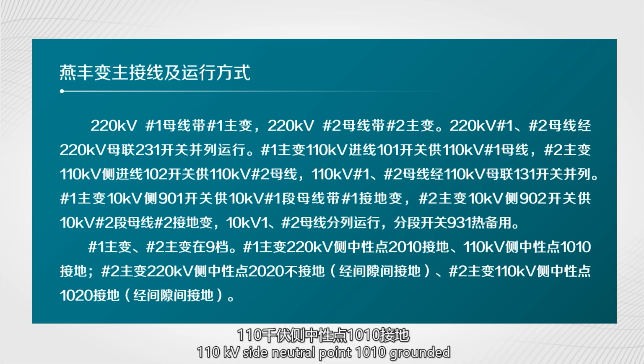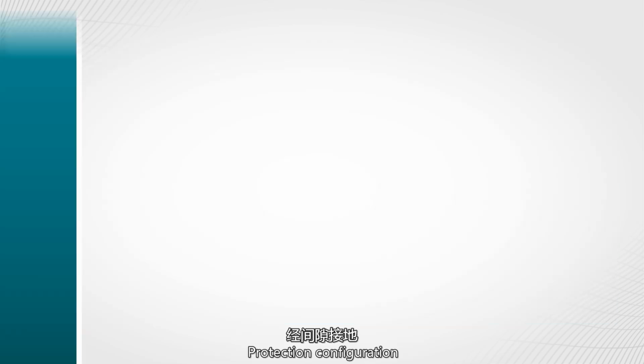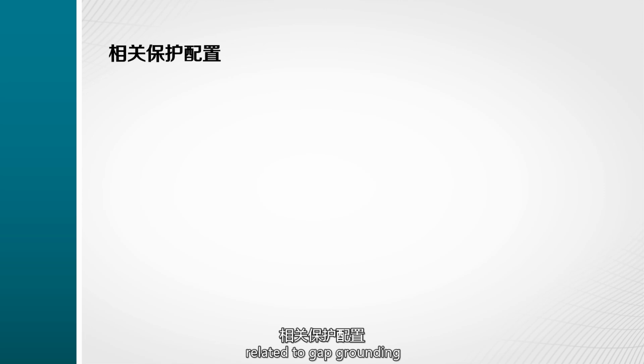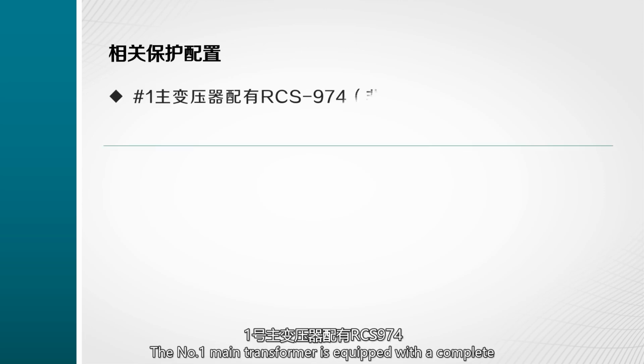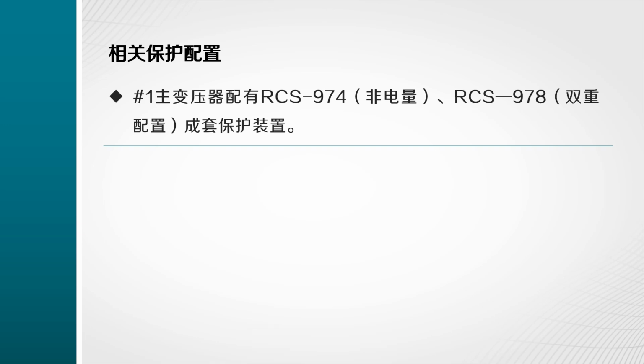110 kilovolts side neutral point 1010 grounded. Number 2 main transformer 110 kilovolts side neutral point 1020 grounded. Protection configuration related to gap grounding: the number 1 main transformer is equipped with a complete set of RCS 974 non-electric and RCS 978 dual configuration protection devices.